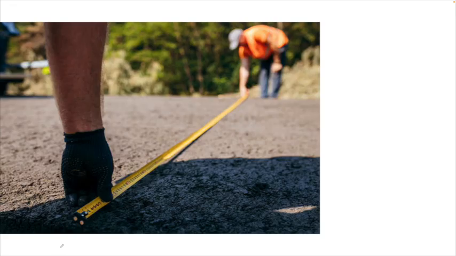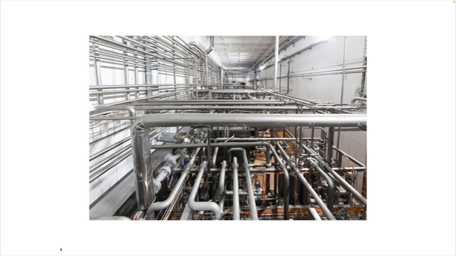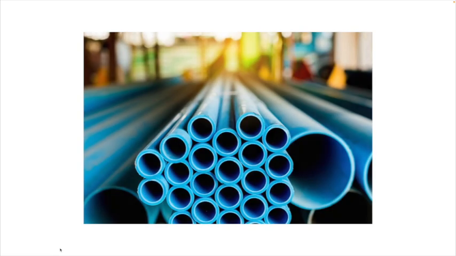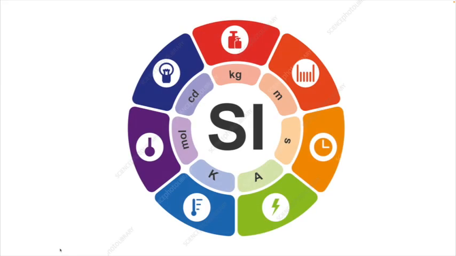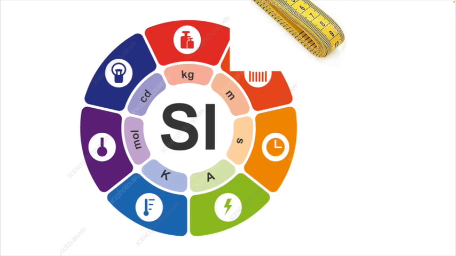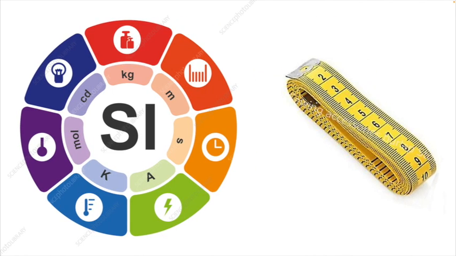For example, if you want to buy a pipe for your house, when you go to your shop, you must be able to tell the shopkeeper how much length of the pipe you need. Today, we have a system called the International System of Units, SI units. Here we use meter to measure the length. So you can say, I want a 3-meter pipe or a 4-meter pipe, and people can understand and they can measure and give you the pipe.